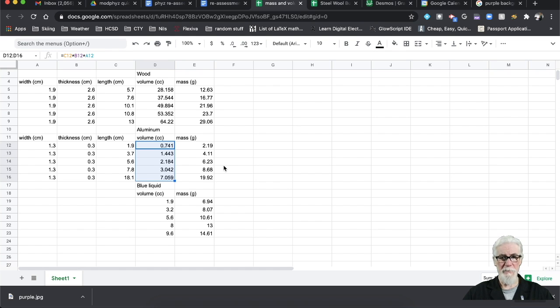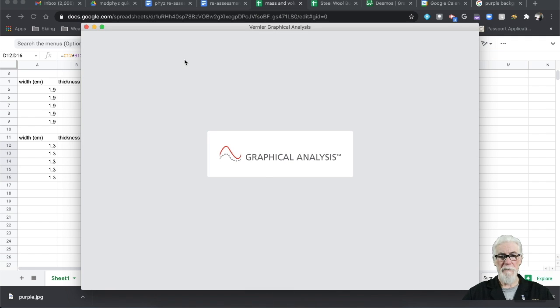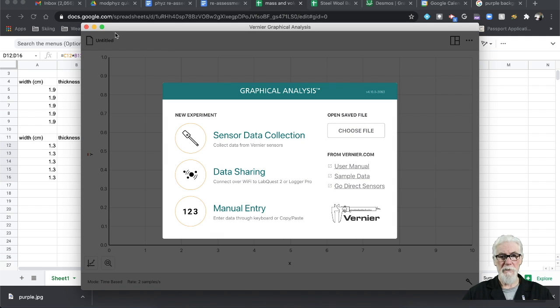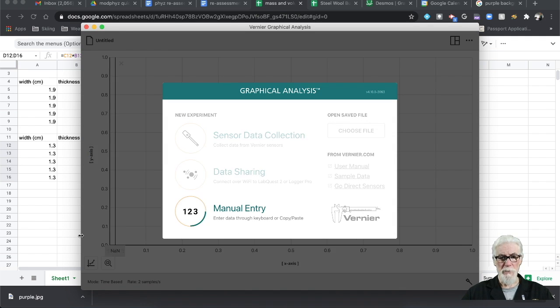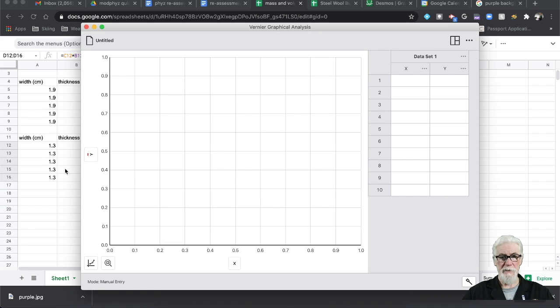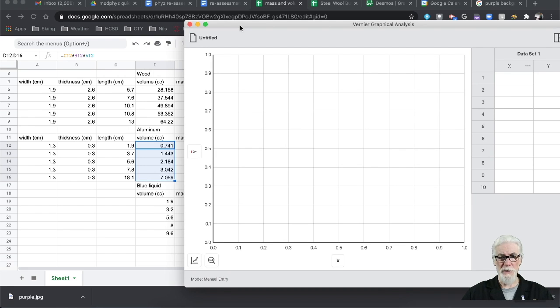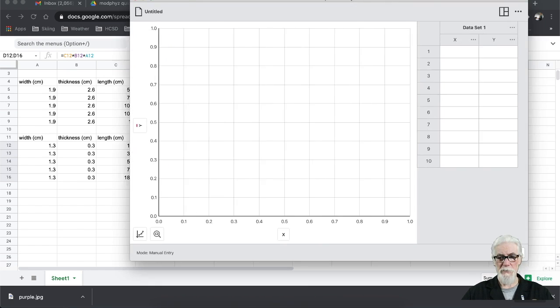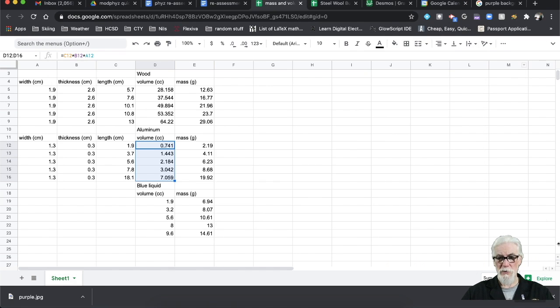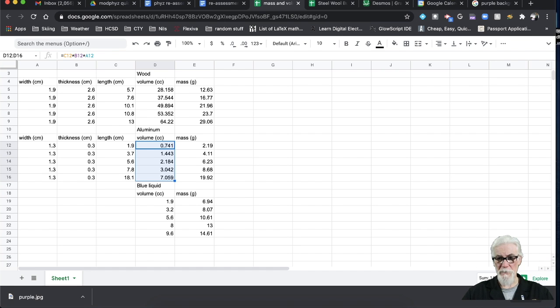Okay, so now I have volumes and I have masses. Now let's analyze this data by using Vernier Graphical Analysis. I'm going to pop this open. And we're going to do manual entry, so I'm just going to click that. And I want to have both of these windows available at the same time so I can transfer the data over. So I'm going to shrink this window down a little bit.